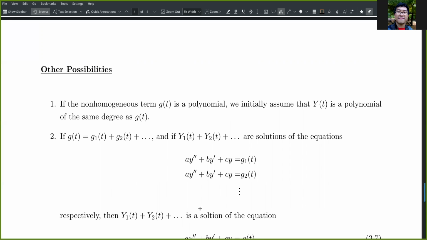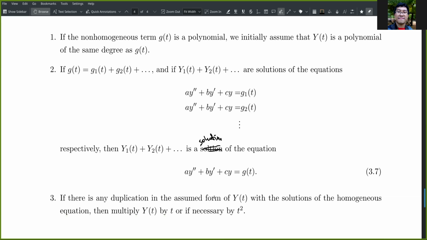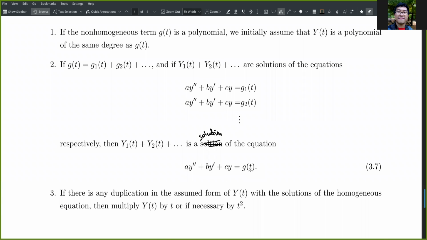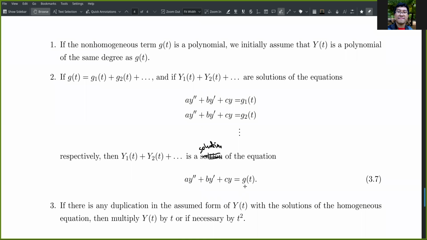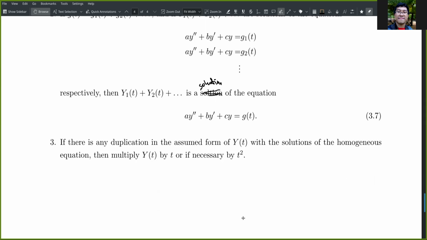So this is a solution of the equation where the non-homogeneous term is g. If there is any duplication in the assumed form of y with the solutions of the homogeneous equation, where the homogeneous equation is when this is 0, so if you know the solution of the homogeneous equation and one of those is similar or a duplicate of an assumed form of y(t), you can try to multiply the assumed form by t, or if necessary by t squared. And that's it.